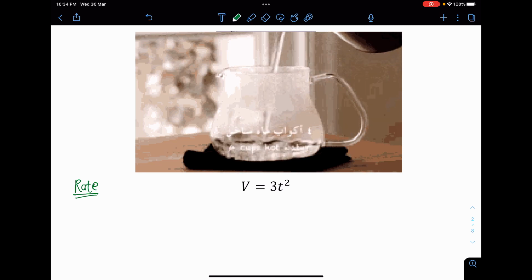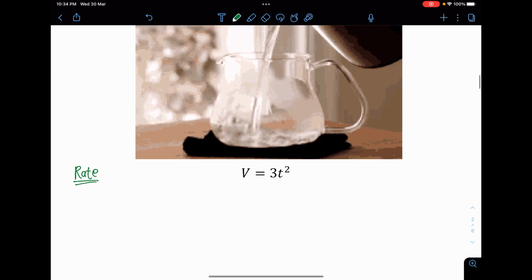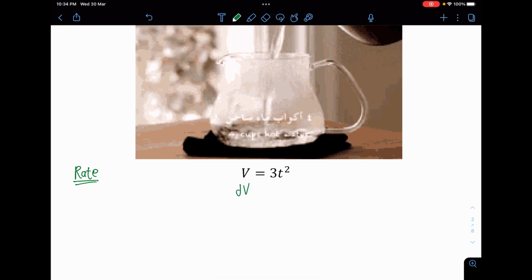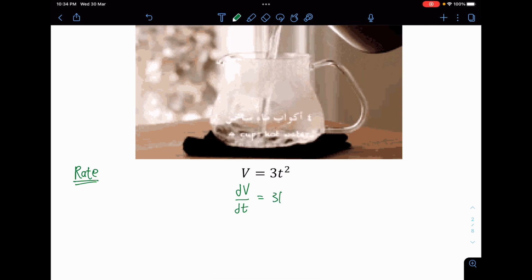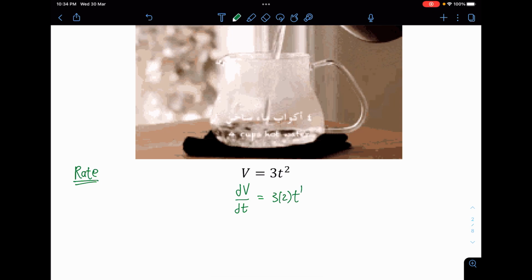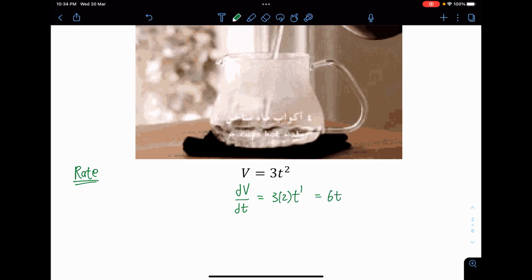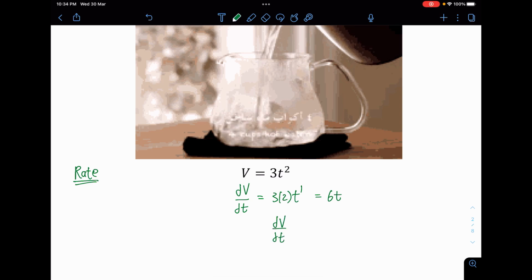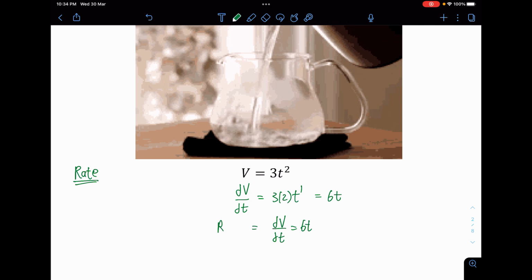When I differentiate this, just like how I differentiated A equals pi r squared, I can say that in this case V is the subject, whereas the other variable is t. Therefore, I need to put dV over dt. The result will be 3 times 2 multiplied by t to the power of 1, that is 6t. So you see that the expression dV/dt equals 6t. This is our rate of change.